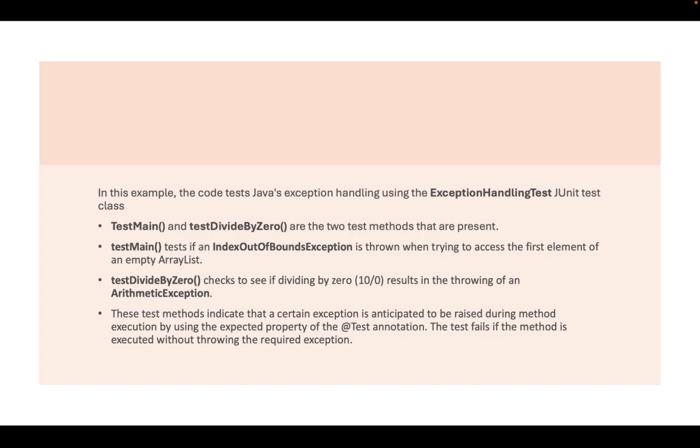The testDivideByZero checks to see if dividing by 0, 10 divided by 0, results in the throwing of an ArithmeticException. These test methods indicate that a certain exception is anticipated to be raised during the method execution by using the expected property of the Test annotation. The test fails if the method is executed without throwing the required exception.